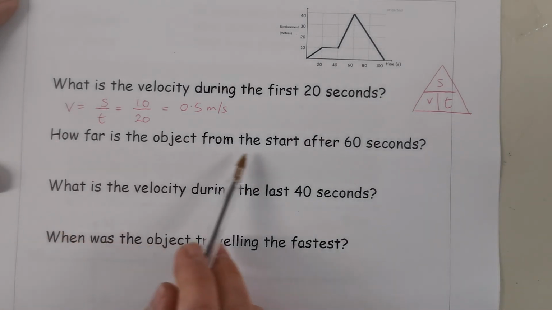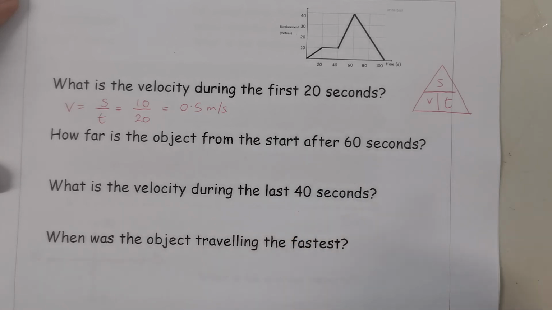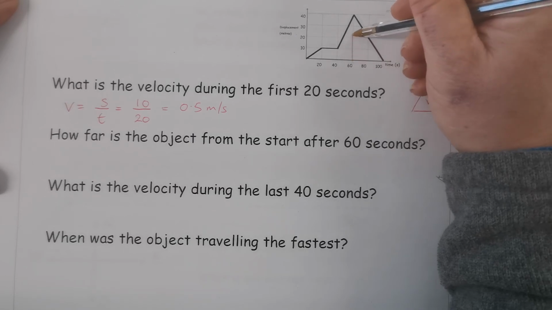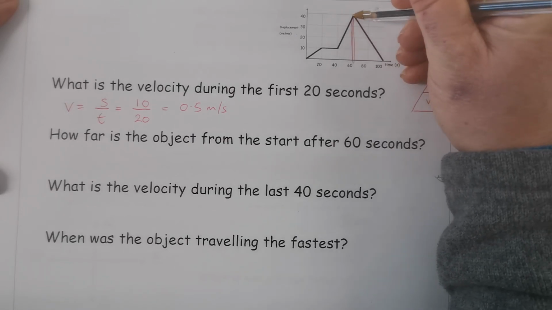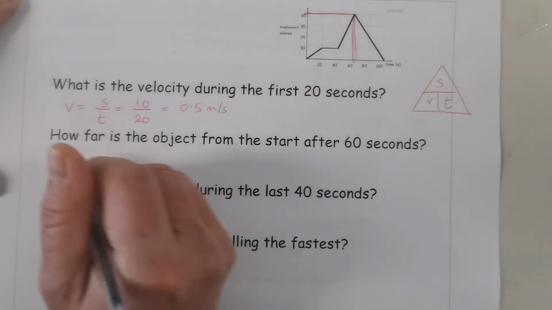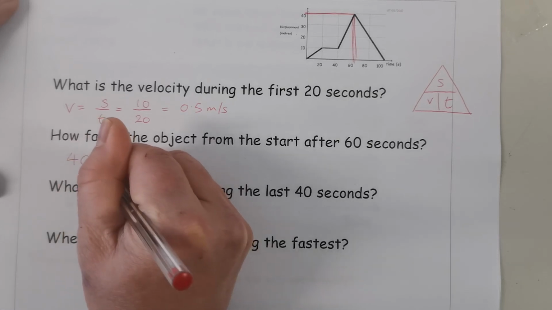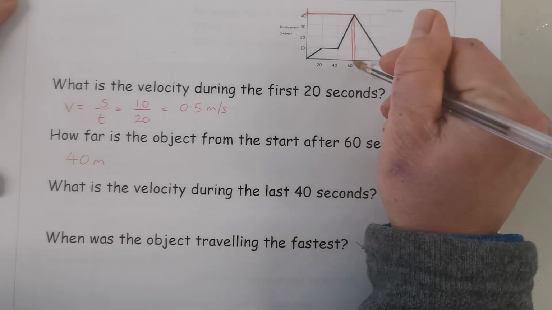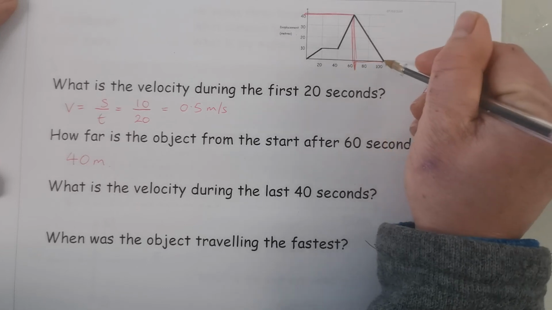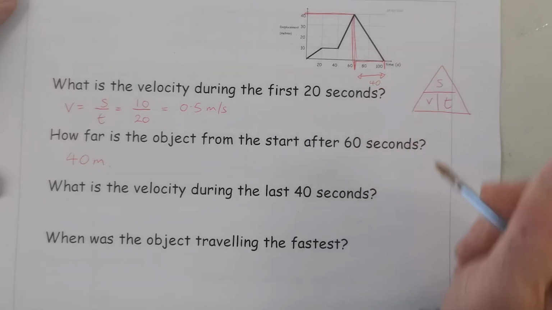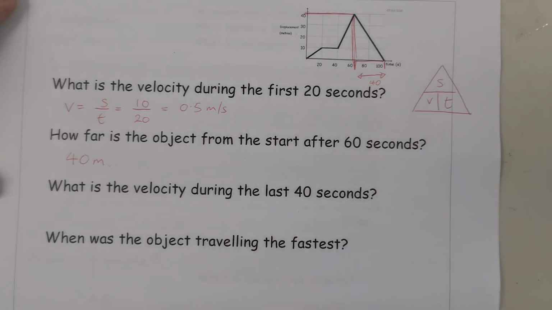How far is the object from the start after 60 seconds? Well, I'll just do it on this small one here, if you need to turn back. 60 seconds, look. 60 seconds, straight up here, straight across here. Reading off the graph, it was 40 meters. What's the velocity during the last 40 seconds? So this is here, 60 to 100. That's the last 40 seconds.